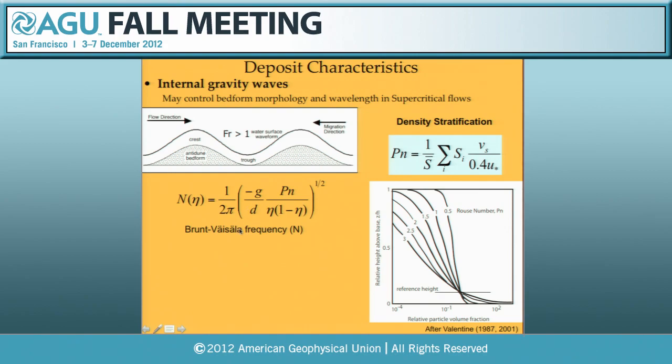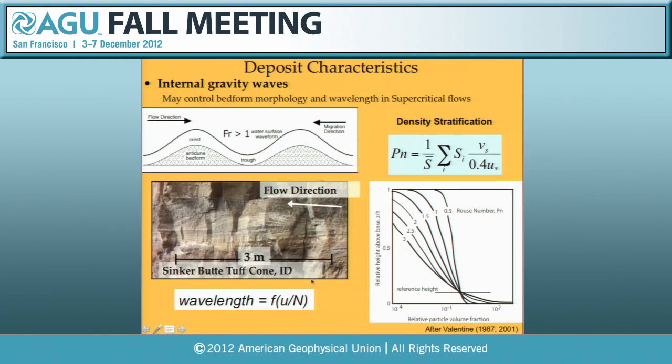So then we can take that characteristic frequency and manipulate it according to an equation such as this, where you can derive the wavelength of those waves by taking the propagation velocity of the flow, dividing it by that characteristic frequency, and maybe starting to say something about these kinds of bed forms that you should expect in these deposits.